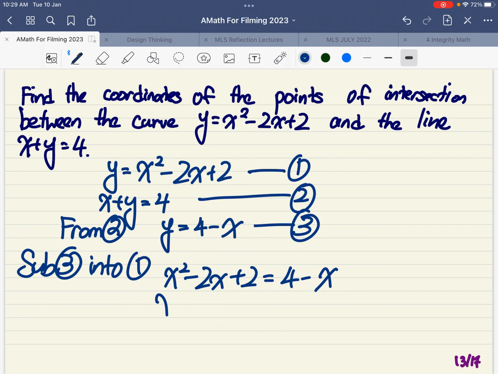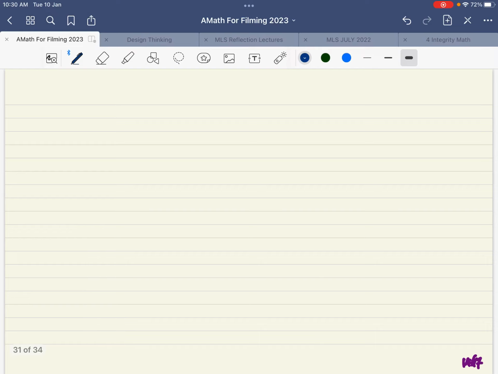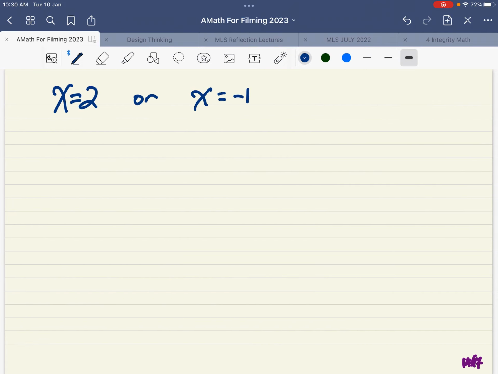Again, we collect all the terms onto the left-hand side. So what I get is x squared minus x minus 2 equals 0. What I need to do now is to factorize. If I factorize, I get x minus 2, x plus 1 equals 0. What I'll have here is x equals 2, or x equals negative 1.